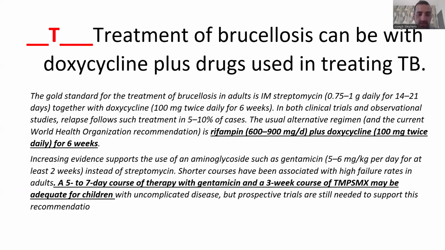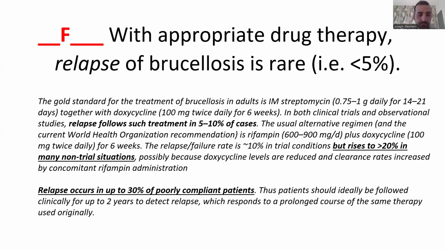Okay, true or false? Treatment of brucellosis can be with doxycycline plus drugs used in treating TB. The answer here is true, depending on whether the brucella is non-localizing or localizing. You would do rifampin plus doxy or start out with a course of gent along with rifampin and doxy. And there are some alternatives for kids that include Bactrim, but not a preferred regimen.